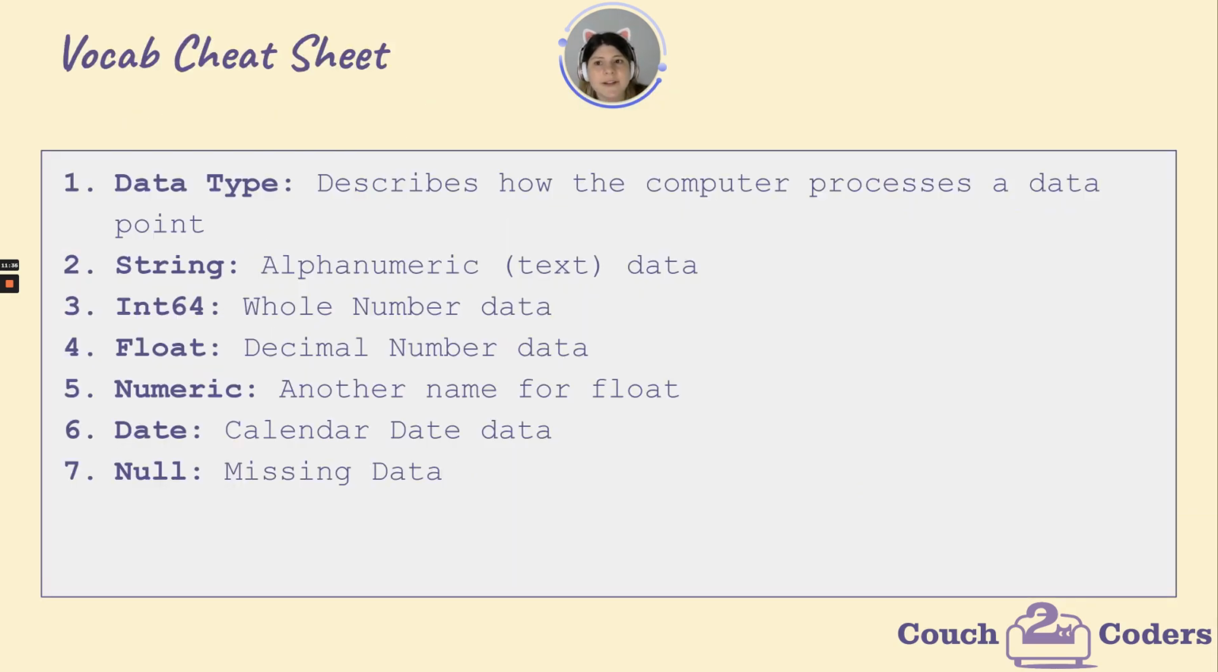So let's review the different vocabulary words that we went over in this lesson. First, we talked about data type, which describes how the computer processes a data point. By specifying the type of data that we have, BigQuery knows how to handle it. Is this a string? Is this a number? Is this a date? What do I do with it? A string is alphanumeric text data. int64 is a whole number. A float is a decimal. Numeric for now is just another name for float. A date means that it has some calendar date meaning to it. There's a time component involved. And null is missing data.